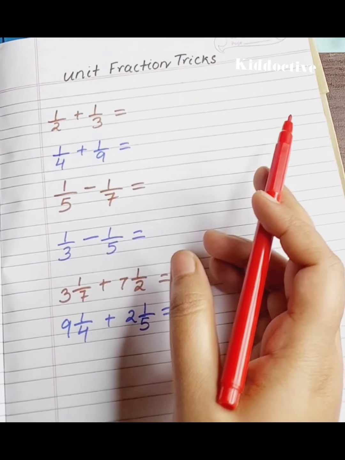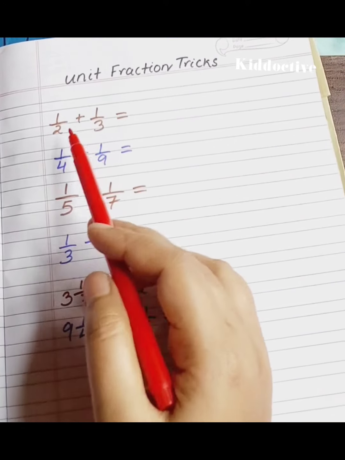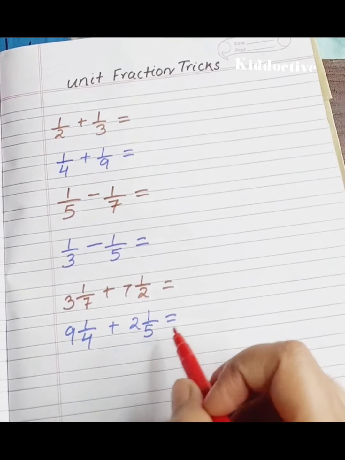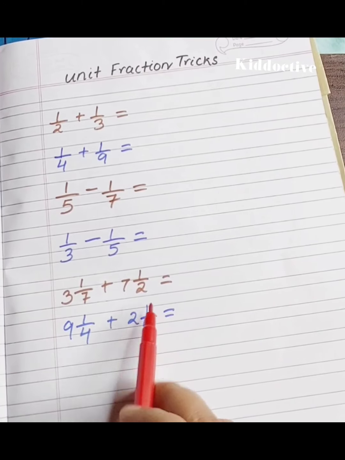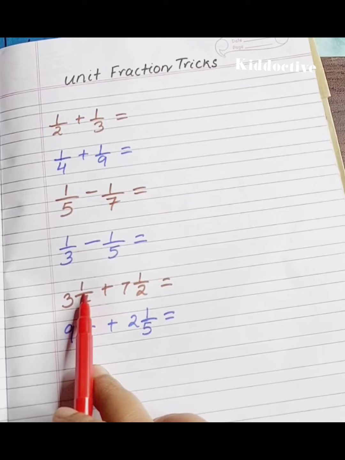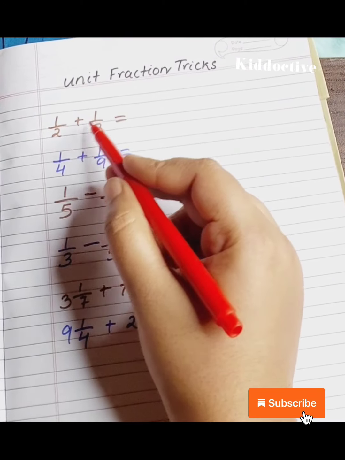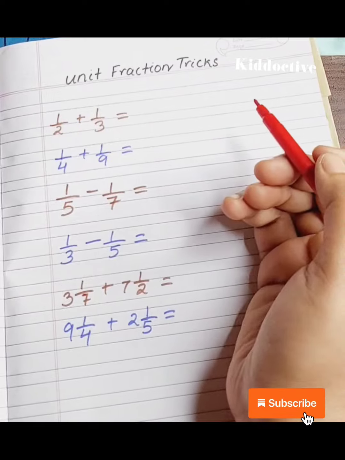Unit fraction tricks. Okay, so unit fraction means you can see 1 in the numerator. Okay, again here mixed fraction, but numerator is 1. Okay, let's do it. So 1 upon 2 plus 1 upon 3, what are we going to do?